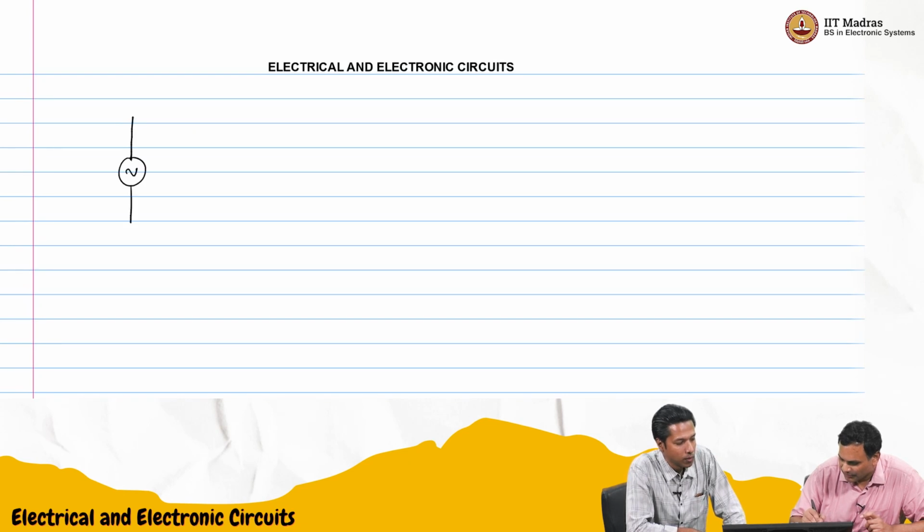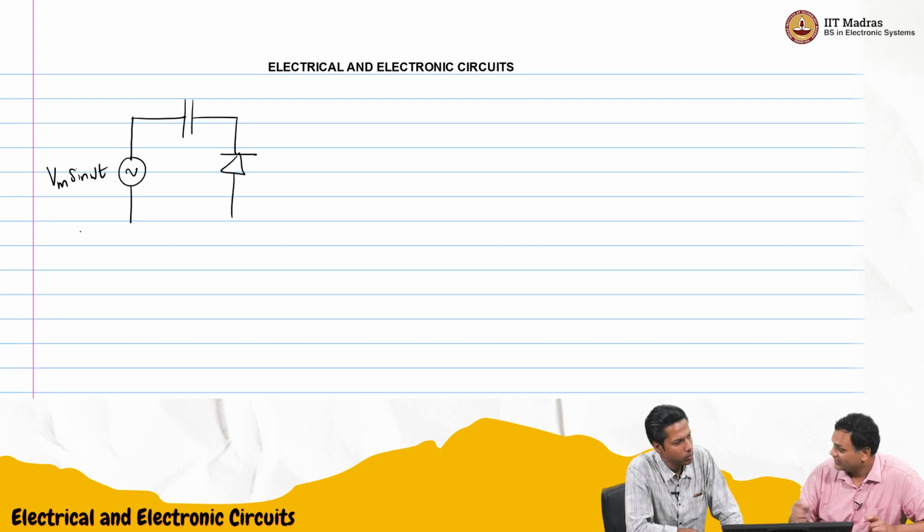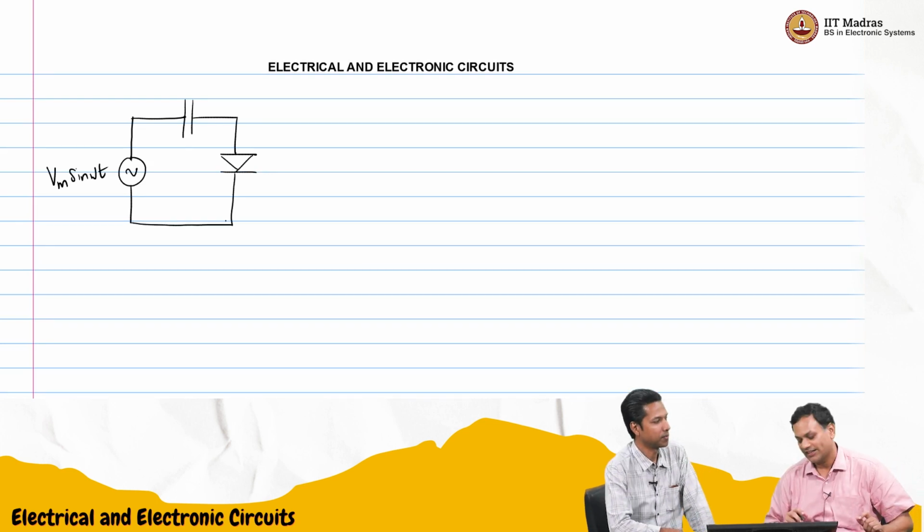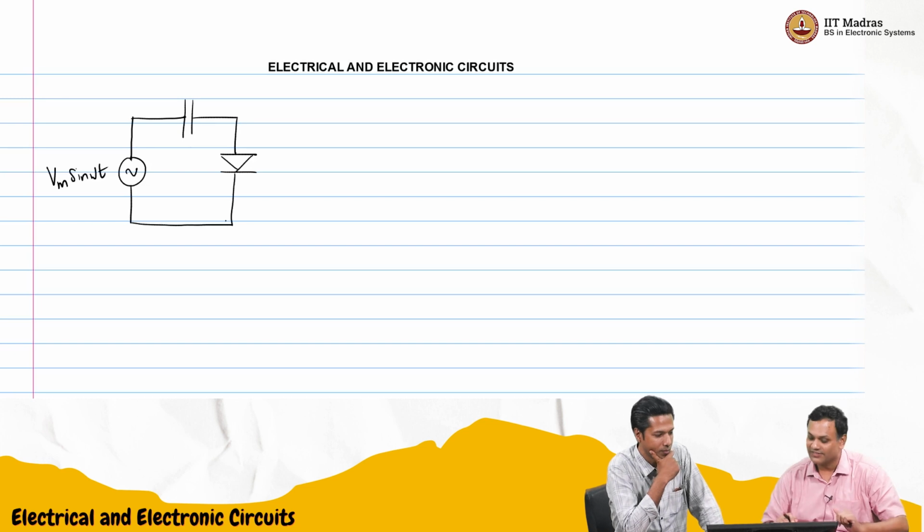We took a sinusoidal voltage source, Vm sin omega t. Then we had a capacitor and a diode. Is this correct? I think we did it the other way. Okay, so I think this is the circuit that we had yesterday. Correct, this is the circuit that we had yesterday.